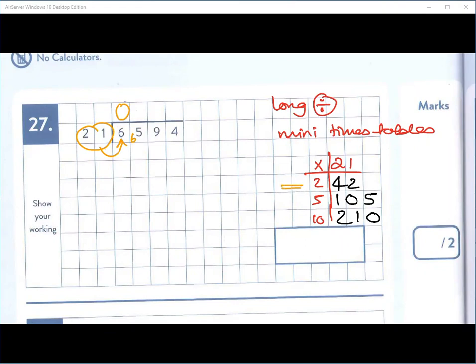3, remainder 2. Okay, so look over here. We know 2 lots will give you 42. Let's try another 1 lot, which gives you 21. So 3 lots will give us 63. You said 3, so I'm just showing the class where you got the 3 from. You got it from using the mini times table. Remainder 2. So the answer will be 3 with a remainder of 2.